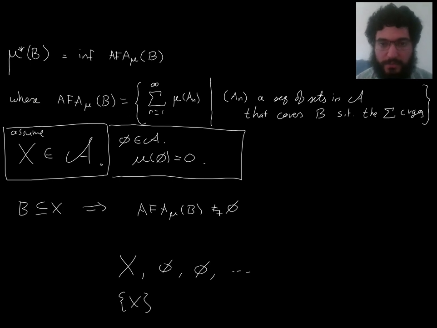Or another solution might be, and this is the solution I'll accept, I guess, is to allow this to be a finite collection. So instead we can say A_n is an at most countable, finite or countably infinite collection of sets in A that covers B, such that the sum converges, where the sum is to be interpreted either as a series or a finite sum, depending on the size of the family of sets. So that way works.